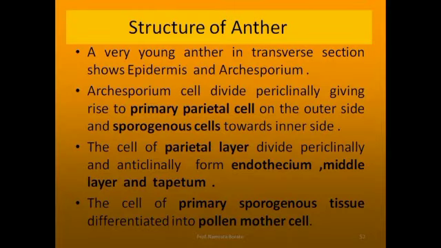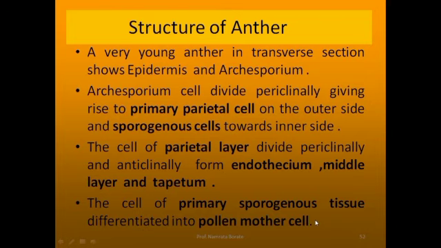A very young anther in transverse section shows epidermis and archesporium. Archesporial cells divide periclinally, giving rise to the primary parietal cell on the outer side and the sporogenous cell towards the inner side. The cells of the parietal layer divide periclinally and form endothecium, middle layer and tapetum. The cells of primary sporogenous tissue differentiate to form the pollen mother cell. Then it undergoes meiotic division and forms the four pollen tetrad.